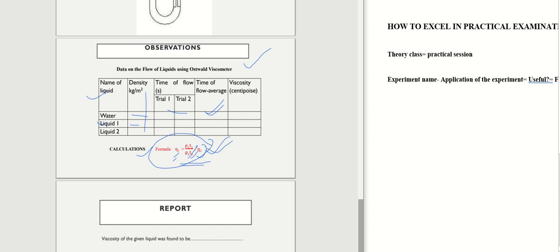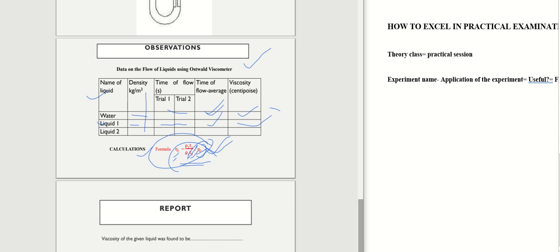Similarly, 2 trials are carried out for the sample and we take down the average time of flow. The viscosity of water is constant, the value would be known, and by cross multiplication we'll get the viscosity of the given sample. After doing these calculations, we'll note down that value here.